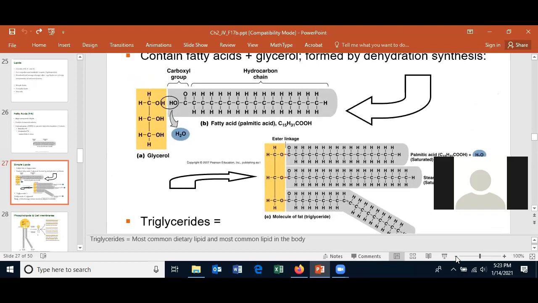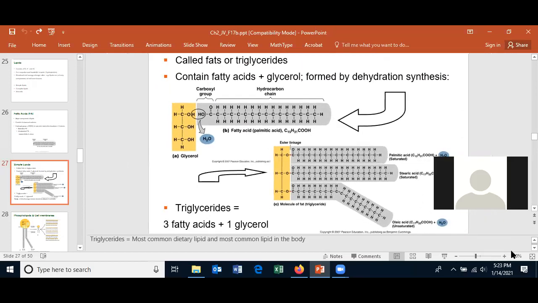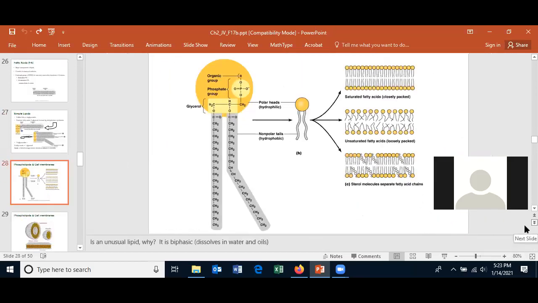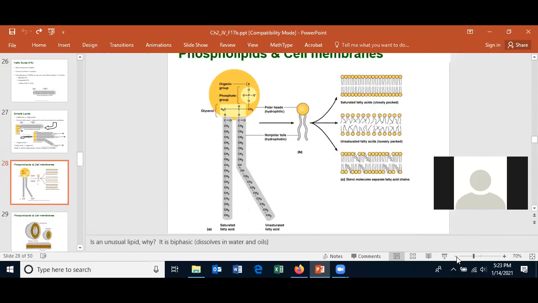Let's shrink that down and then move on to the next slide. All right, that might not be showing you everything.